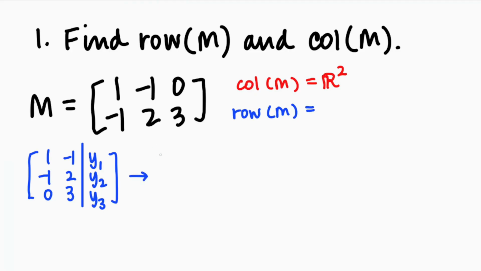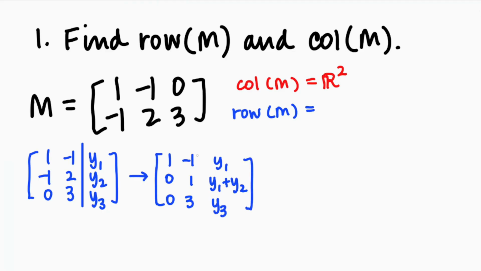So I'm going to add row 1 onto row 2. So 1, negative 1, y1; 0, 1, y1 plus y2; and then 0, 3, y3. Okay, so I can see the pattern. In order for this to not be inconsistent, I'm going to need y3 to be 3 times y1 plus y2, 3 times as big, because the third row is 3 times as big as the middle row.